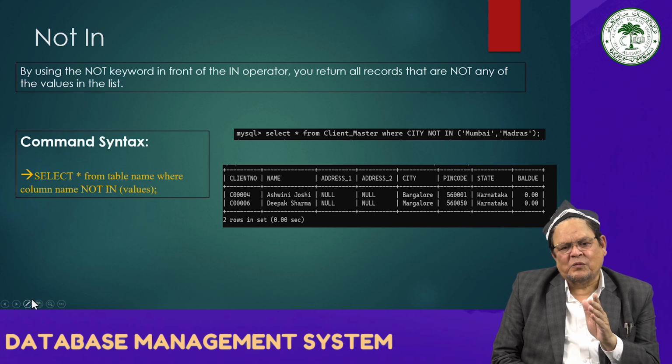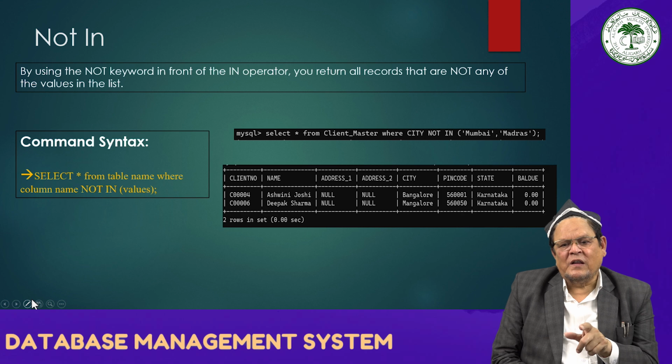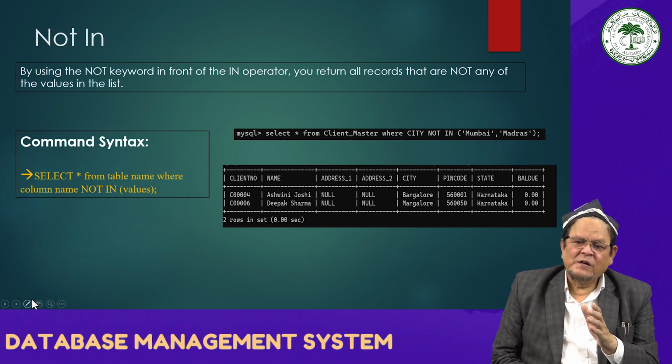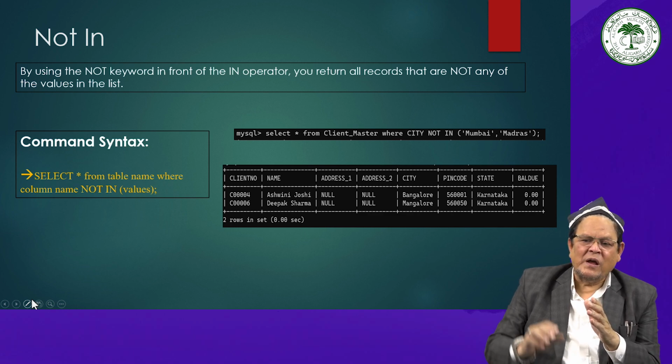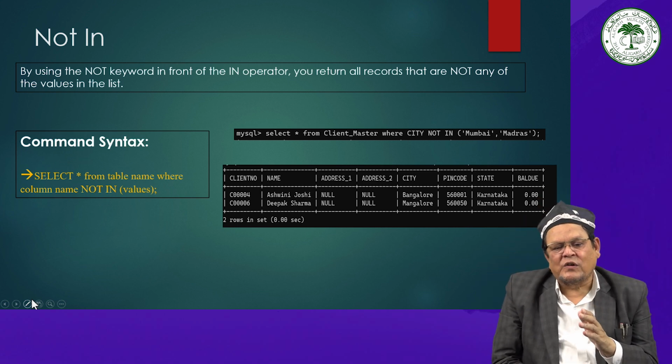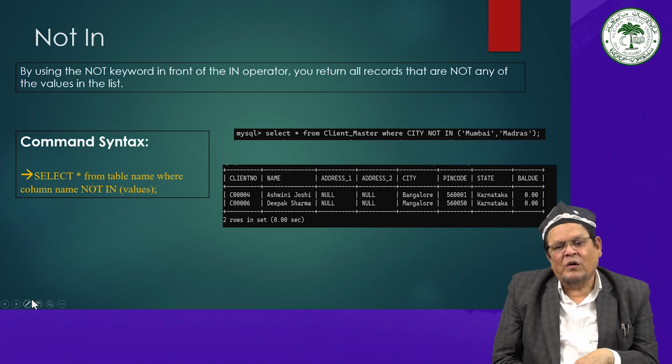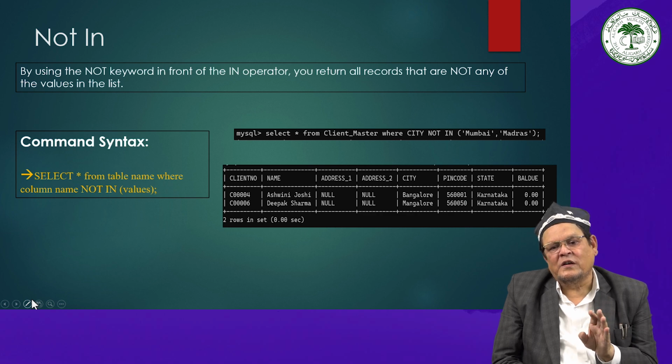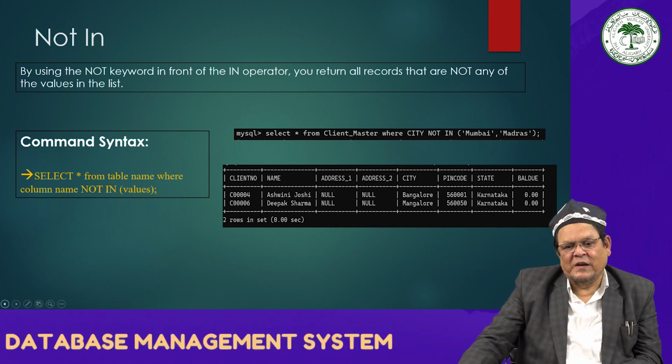When you write a statement like SELECT * FROM client_master WHERE city NOT IN, within brackets Bombay and Madras, it means it will not display the tuples whose attributes contain Bombay and Madras. It will leave those and give the other values. You can see in the result Bangalore and Mangalore only. It will remove all the rows which contain the city Bombay and Madras, and display only Bangalore and Mangalore. Only two rows will be displayed.